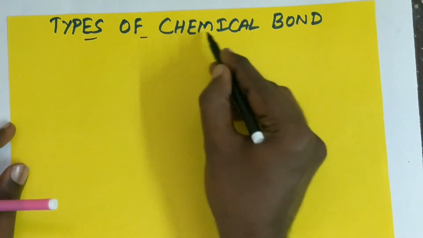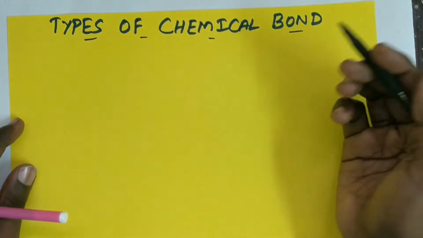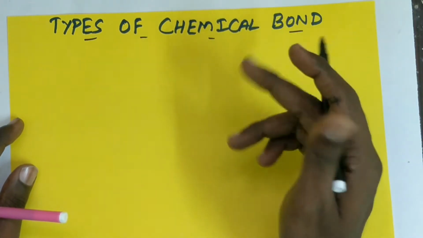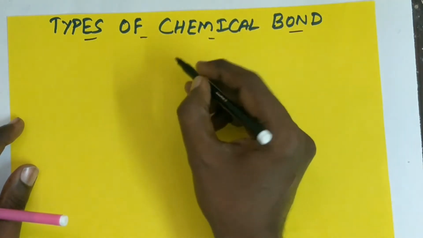Is types of chemical bond. So already we have seen the chemical bond introduction part, and already seen Kossel-Lewis theory and Lewis dot structure. Next topic is types of chemical bonds. So chemical bonds are classified into three types.